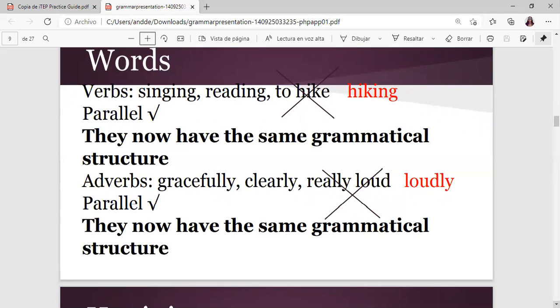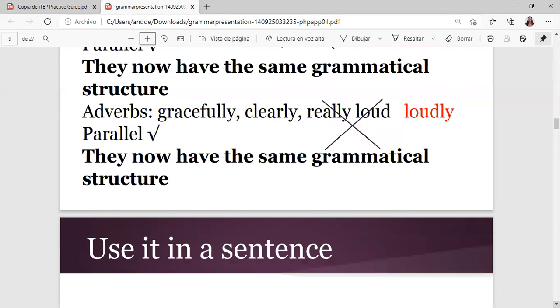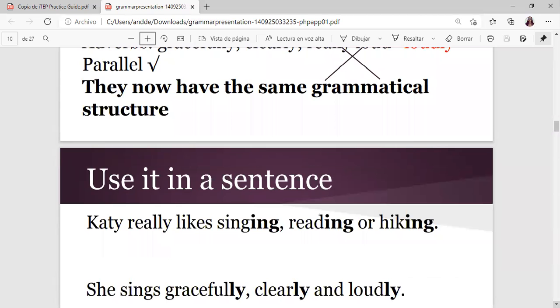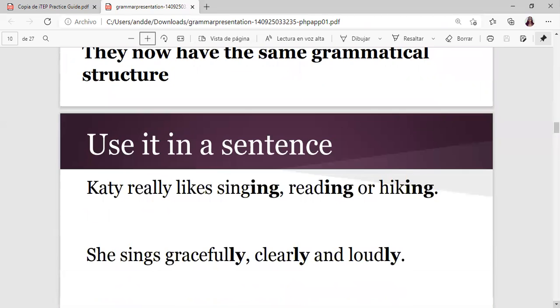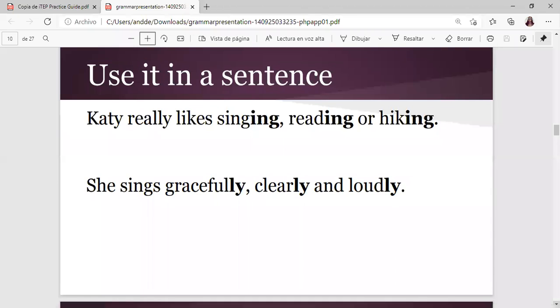Nice. Okay. So this is the place in which parallelism is failing. They now have the same grammar structure, all with -ly ending and -ing form. Then it says, use it in a sentence. Katie really likes singing, reading, or hiking. She sings gracefully, clearly, and loudly. This is the correct way of having a parallel structure.